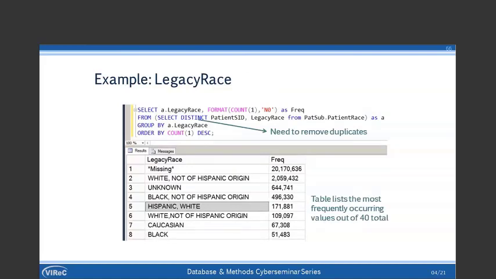And then finally, I wanted to show you data from the legacy race variable. A couple of things to note: first of all, I'm using select distinct to remove the duplicates because I can have multiple values per patient SID. The vast majority of the data are missing. We see values here that are not standard based on our current standards, and this is just a subset of the values that are available. There are about 40 total values in that table.